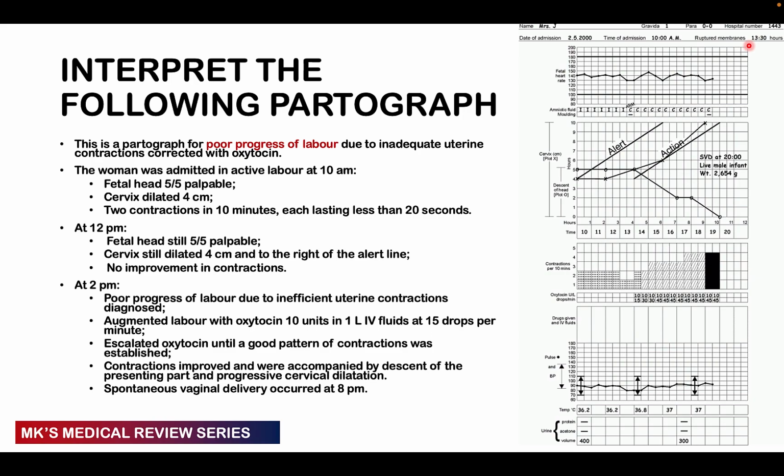So when we look at this partograph, this woman was admitted at 10 a.m., as we can see here. So the first thing that you must look at is this section here. As we can see, she was admitted at 4 centimeters dilated, with the station of the fetal head 5 out of 5 per abdomen. Then the descent, not the station, would be on vaginal examination, but the descent of the head was actually 5 fifths, so 5 out of 5, so it wasn't yet descended.